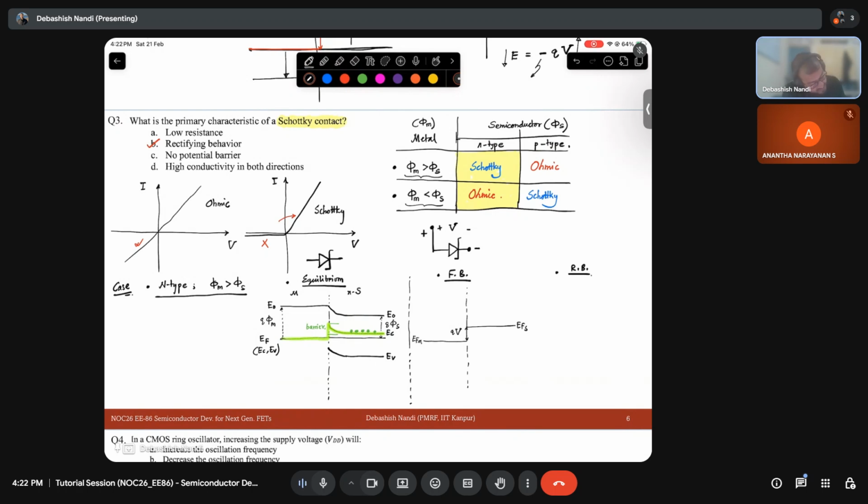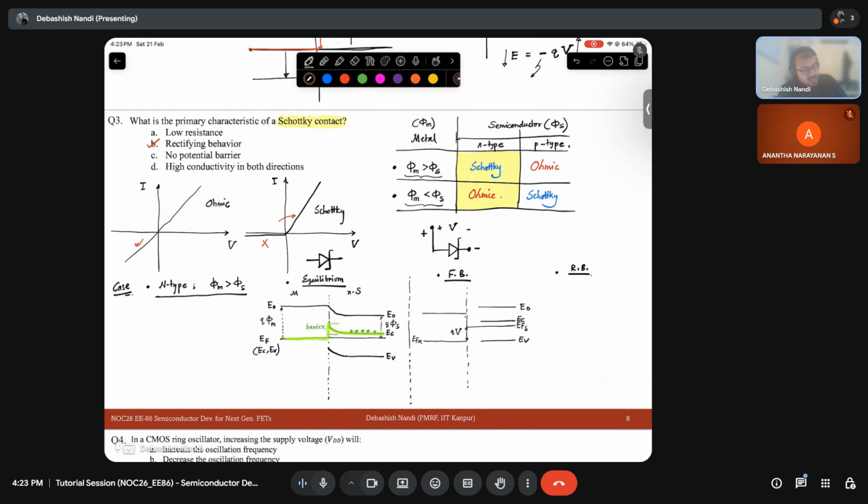Now everything will remain the same. Let's say the metal work function will be something like this. Then your semiconductor is up, right? So this will be your E0, EC will be here, and EV will be somewhere here.